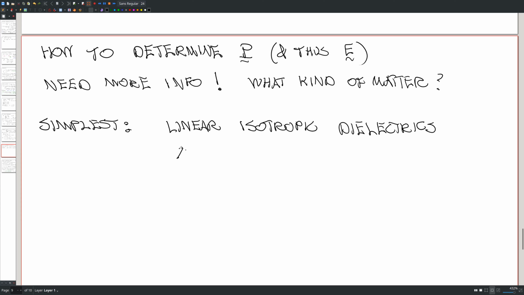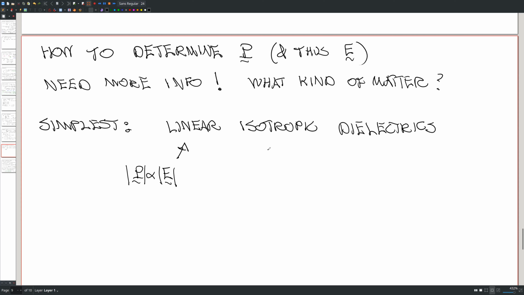So linear, what does that mean? It means that P is proportional to E. Okay, and here I will write some absolute values, because this is just to say that the size of the polarization is proportional to the size of the electric field that's applied to it.